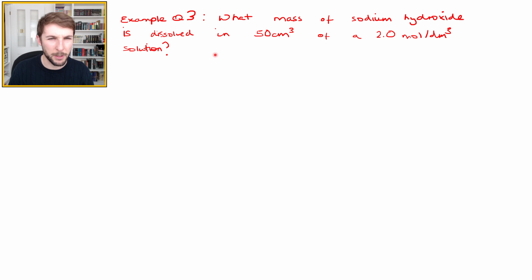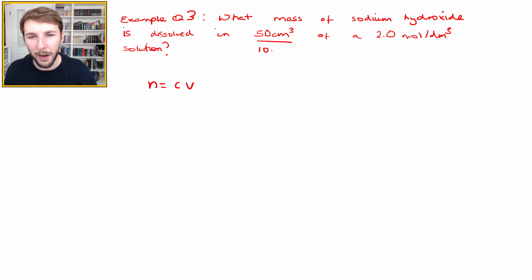Okay, so a slightly harder example now, which is going to get us to integrate two equations. So we've got here: what mass of sodium hydroxide is dissolved in 50 cubic centimeters of a 2 moles per decimeter cubed solution? Well, in order to work out the mass of a substance based off of concentration, the first thing we need to do is calculate the moles. So we're going to do that much as we did before. So n equals CV, where that volume there needs dividing by 1000 to get an answer of 0.05 cubic decimeters. There we go. So we've got our volume now.